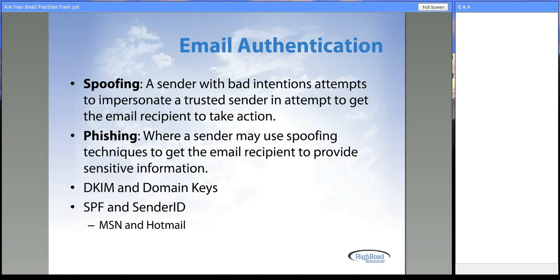The other thing that's really important is making sure that you're using email authentication. There are two big things when you look at fraud that occur with email: spoofing and phishing. Spoofing is basically a sender with bad intention attempting to impersonate a trusted sender, right? Because you can go into any email platform and change the from address. So how does the recipient of the email know you are that organization? Well, the way they know is you set up email authentication. There are basically two popular protocols out there, DKIM and DomainKeys, and then SPF and Sender ID.